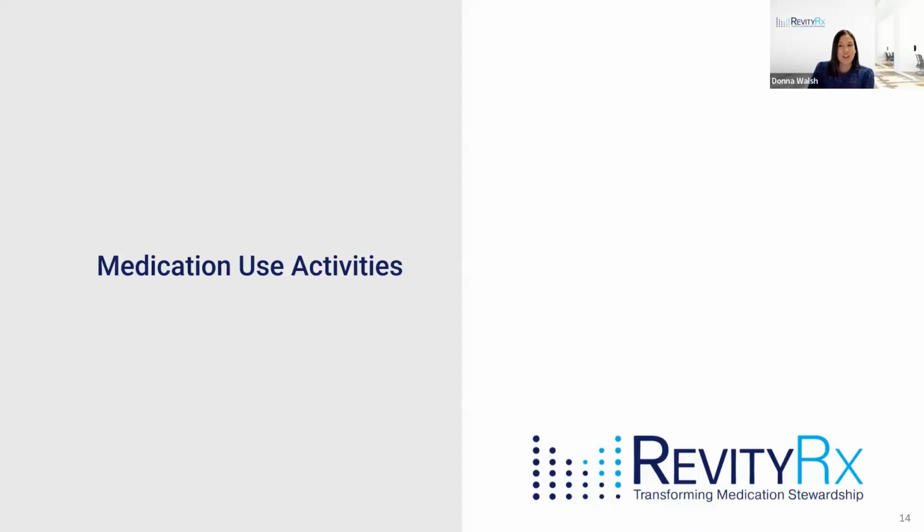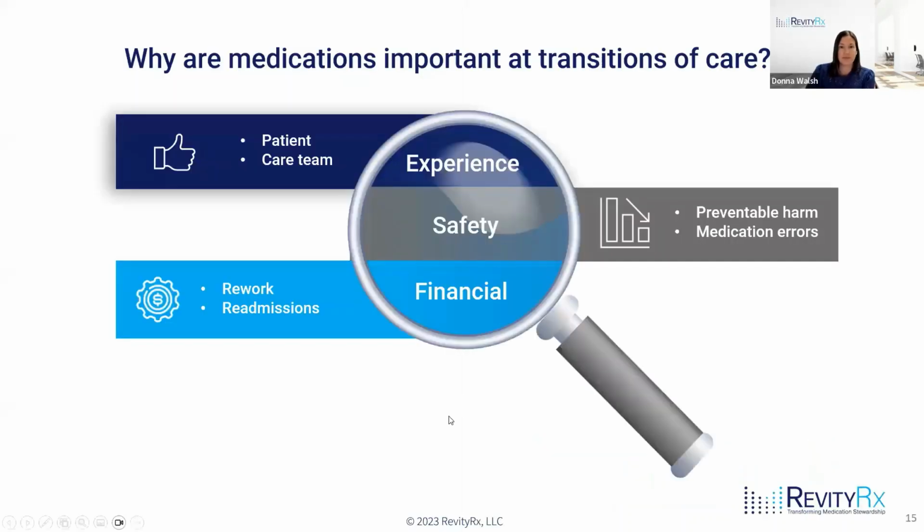Okay, so earlier I mentioned that there's a lot more that goes into the med use process beyond procurement and dispensing. So this portion will introduce those activities and why medications are so important at transitions of care.